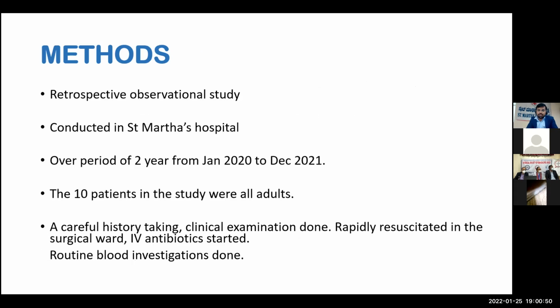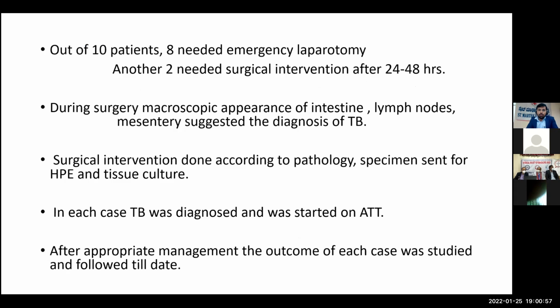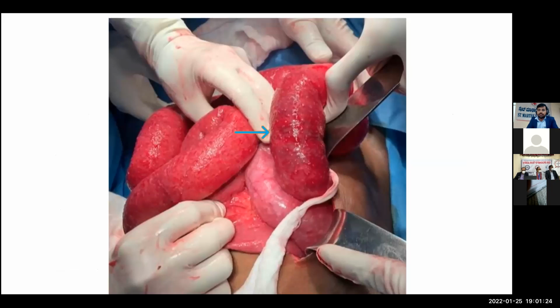A careful history taking and clinical examination were done, and patients were rapidly resuscitated in the wards, started on IV antibiotics, and routine investigations were sent. Out of 10 patients, 8 needed emergency laparotomy, and another 2 needed intervention after 24 to 48 hours. During the surgery, the macroscopic appearance of the intestine, lymph nodes, as well as mesentery suggested a diagnosis of TB, and intervention was done according to the pathology found. The specimens were sent for histopathology, culture as well as PCR. In each case, TB was diagnosed, and the patients were started on ATT. After appropriate management, the outcome of each case was studied and followed till date.